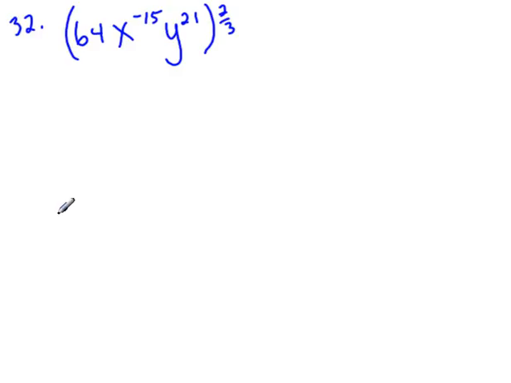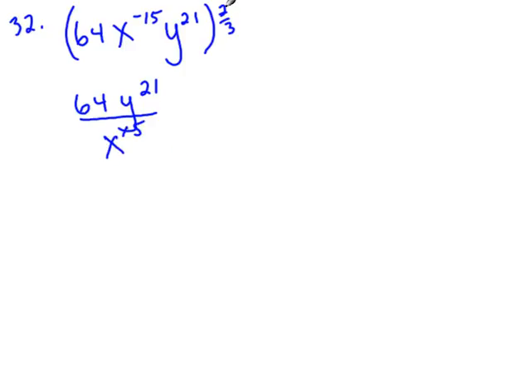The instructions for number 32 say simplify and express the result with positive exponents. So the first thing I'm going to do is inside here take my negative exponent and move it to the bottom. So now I have 64 y to the positive 21 over x to the positive 15.